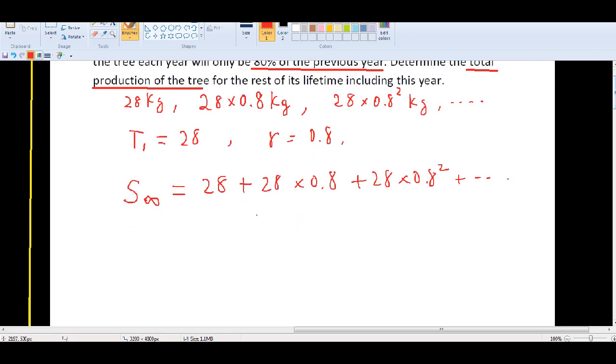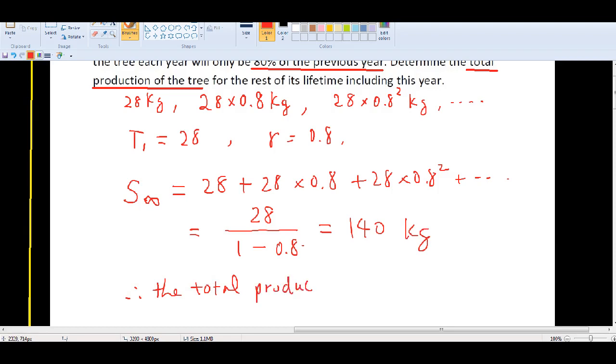For this one, it's an infinite series, so we could use the formula, if you still remember it, T1 over 1 minus r, right? So that would be the answer. Of course, you need to give it a unit. So the total production will be 140 kilograms.